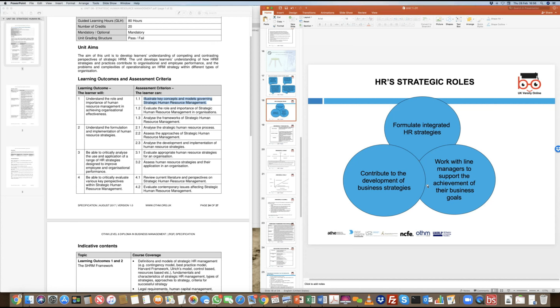So HR, in this case, looks at strategic planning to break that plan down into individual components so that they can be adapted into the job description of each individual. So that is the strategic nature. The second thing that they try to do is work with the operational side of things.